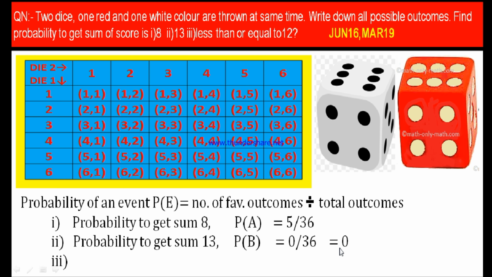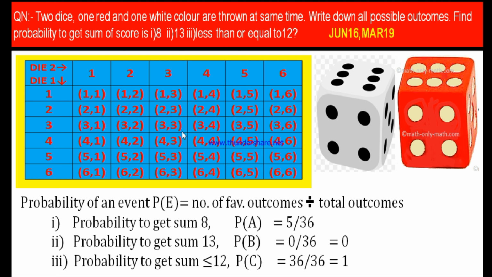is 0. And the third bit, the probability to get the sum less than or equal to 12. Here, in all these ordered pairs, the sum may be either less than 12 or equal to 12. Therefore, all these ordered pairs are our favorable outcomes. How many favorable outcomes? 36. Total number of outcomes is again 36. 36 by 36 is 1. Therefore, the probability to get the sum less than or equal to 12 is 1, and the probability to get the sum equal to 13 is 0, and the probability to get the sum 8 is 5 by 36.